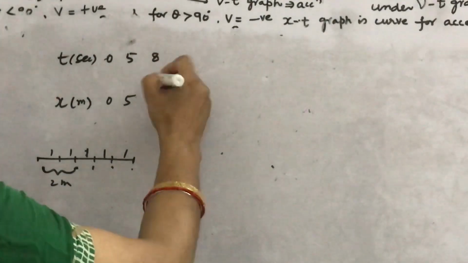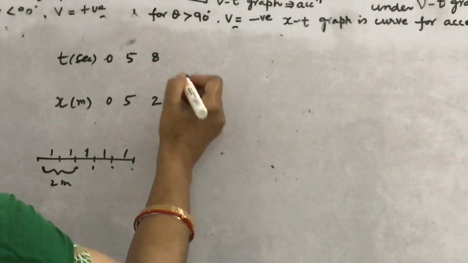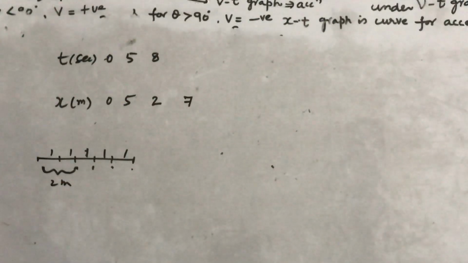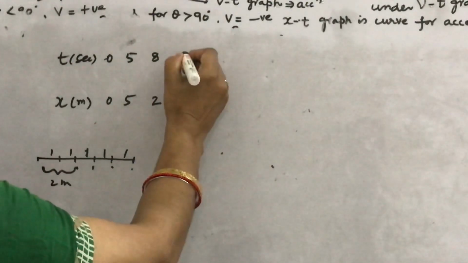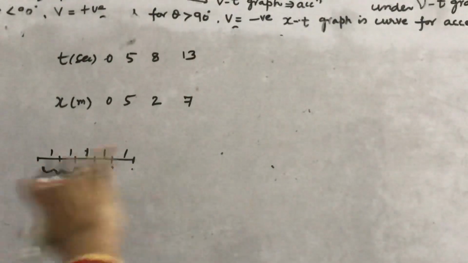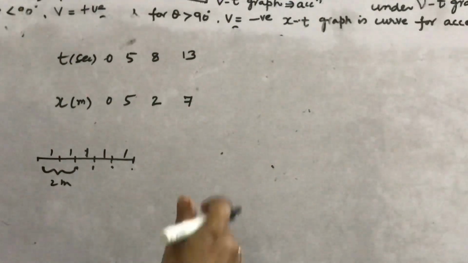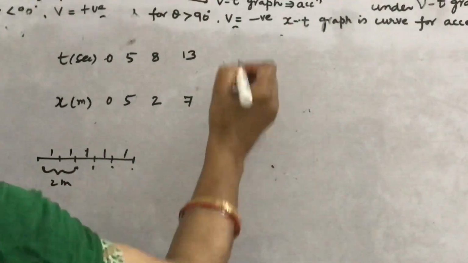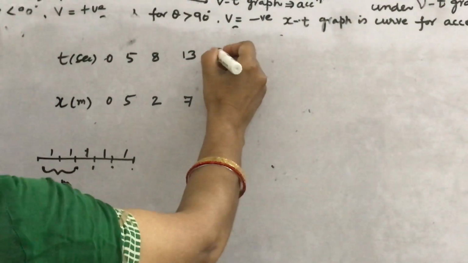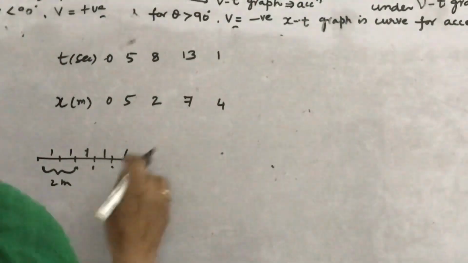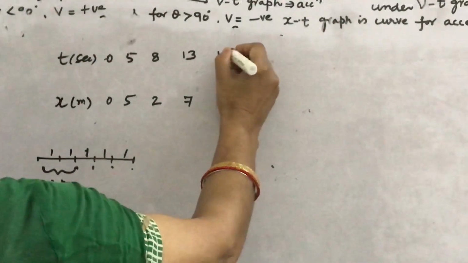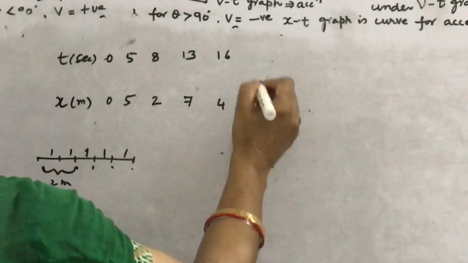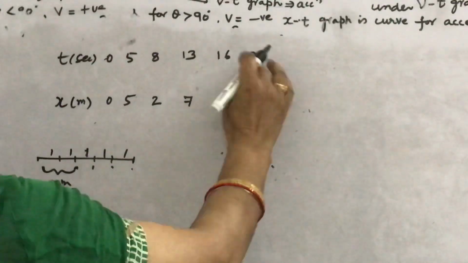Similarly, again 5, then 2 plus 5, what will you write? 7 meters. Then 5 plus 8 plus 5, what will it become? 13. In this way you have to count. Then after 7, 3 back it will become 4, but the time taken will be more, so 13 plus 3, how much? 16. Then again 4 plus 5, what will it become? 9. Then 16 plus 5, 21.